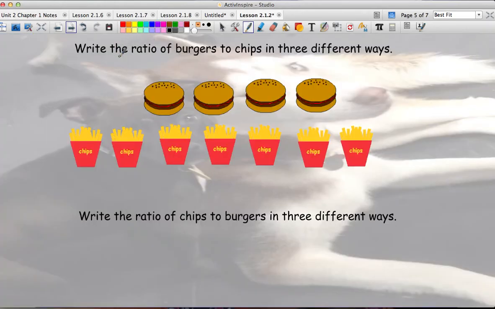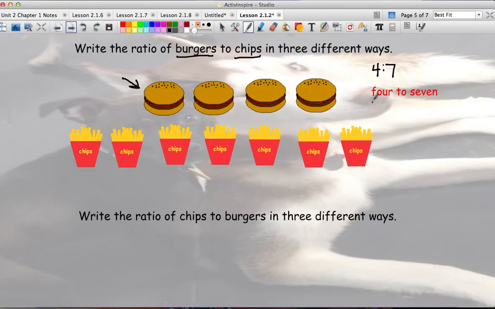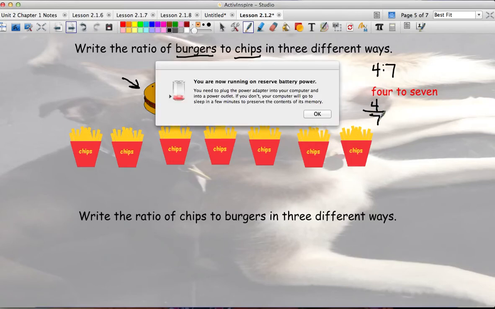All right, so when we look at writing the ratio of burgers to chips, I first have to look at the number of burgers, since that's listed first, and I have 1, 2, 3, 4. So 4, and then I look at the number of chips, since that is labeled second, and that is 1, 2, 3, 4, 5, 6, 7. So my ratio is 4 to 7. Then I can also write it in words, 4 to 7. And then I also have to write it in the third form, which is in fraction form, which is 4 over 7.